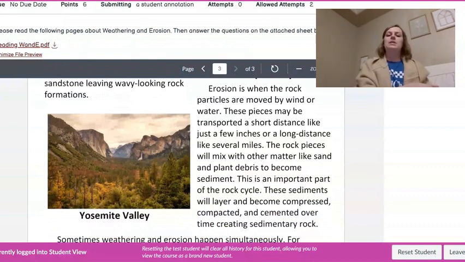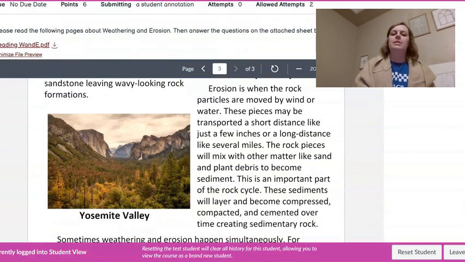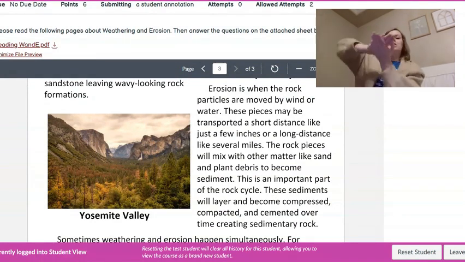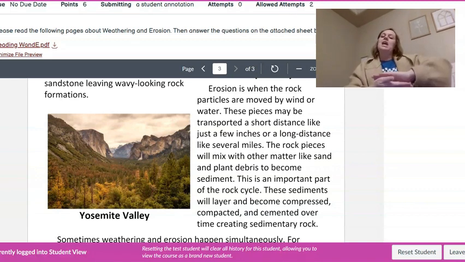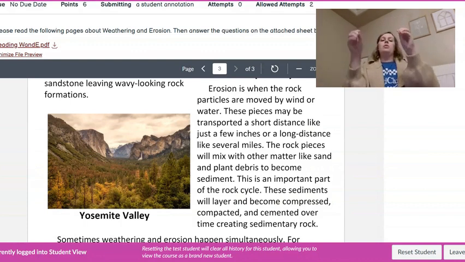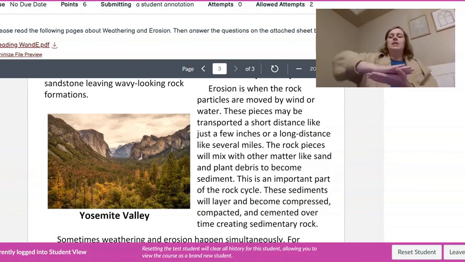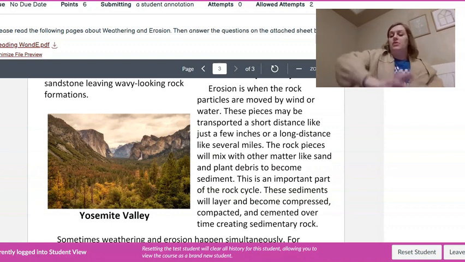And then the rock pieces will mix with other matter like sand and plant debris to become sediment. This is an important part of the rock cycle. These sediments will layer and become compressed, so pressed together, compacted, and cemented over time, creating sedimentary rock. So you've got little particles that have chipped off rock, and they kind of go through the air, they fall down, they mix with other things, and then they get pressed and pressed and pressed and become a big piece of rock again. So that's kind of describing what the rock cycle is.